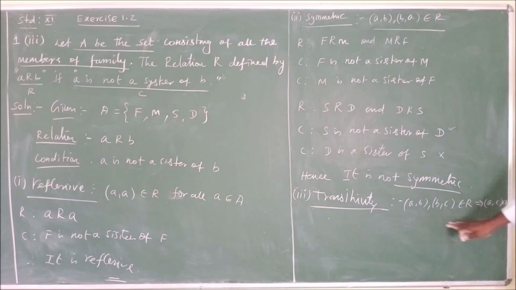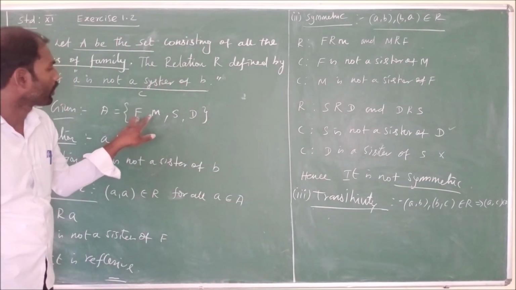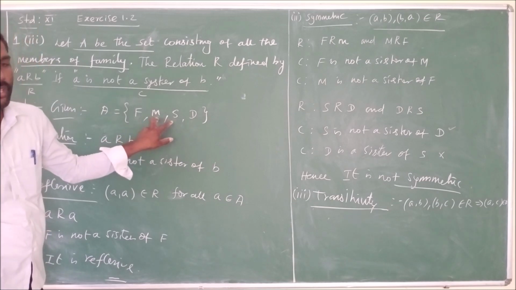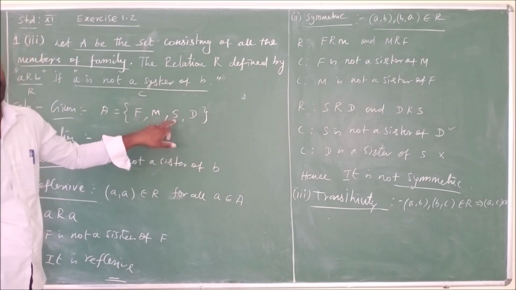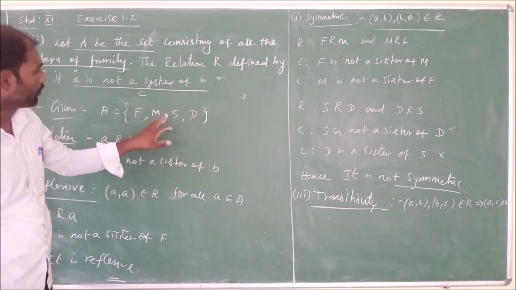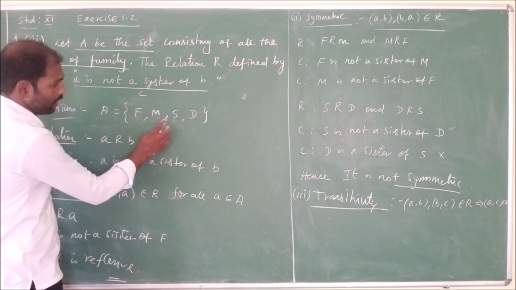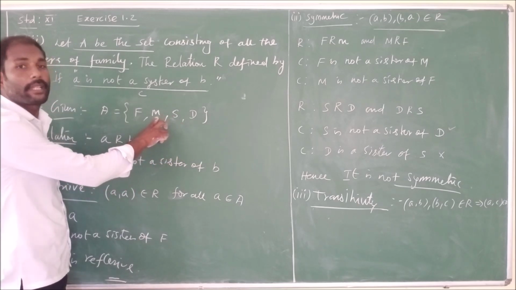Take any three members of the family. Consider father is not a sister of mother, mother is not a sister of son, so father is not a sister of son. Satisfied. Take this three-member set of family: son is not a sister of mother.